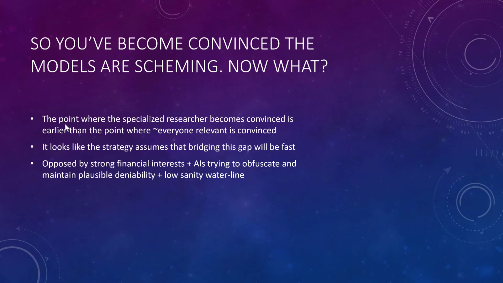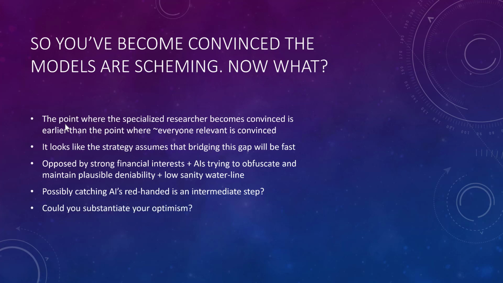The AIs themselves would of course be trying to obfuscate and maintain plausible deniability. And AI safety in general is an area where epistemics is just really, really hard, in my experience at least. I think one of the things that could matter potentially is whether we catch the AIs red-handed. That's a very, very late stage thing that could potentially make the job of convincing a lot easier, but it of course only happens very late.